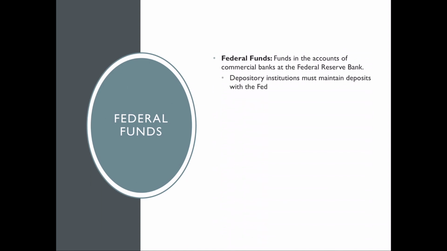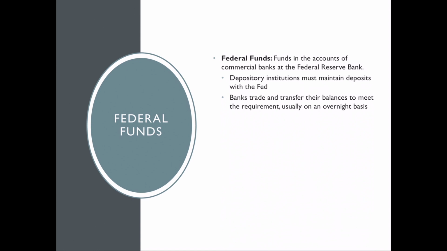Next is federal funds. Federal funds are funds in the accounts of commercial banks at the Federal Reserve Bank. So depository institutions must maintain deposits with the Fed. This amount depends on the total deposits of the bank's customers. So how many deposits of the customers does this bank have, and then their minimum amount that they must maintain at the Federal Reserve Bank is based on this. Banks trade and then transfer their balances to meet the requirements, usually on an overnight basis.